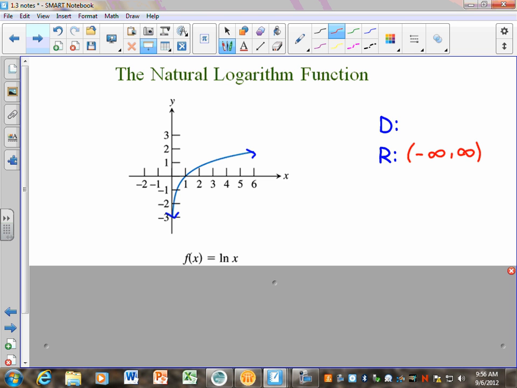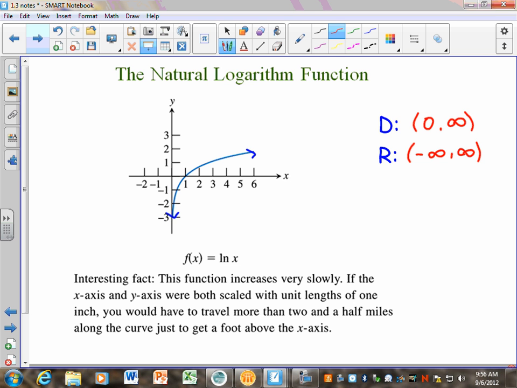And instead of having a horizontal asymptote, we have a vertical asymptote on this one. You cannot take the natural log of 0. You cannot take the natural log of a negative number. And so you never can get those negative values. And so it's the exact opposite of an exponential function.